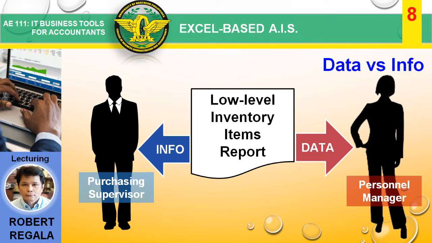However, the low inventory report in the hands of the personnel manager is a mere collection of facts or data, causing no action and having no information content. We can see from this example that one person's information is another person's data. This information is not just a set of processed facts arranged in a formal report. Information allows the user to take action to resolve conflicts, reduce uncertainty, and make decisions.